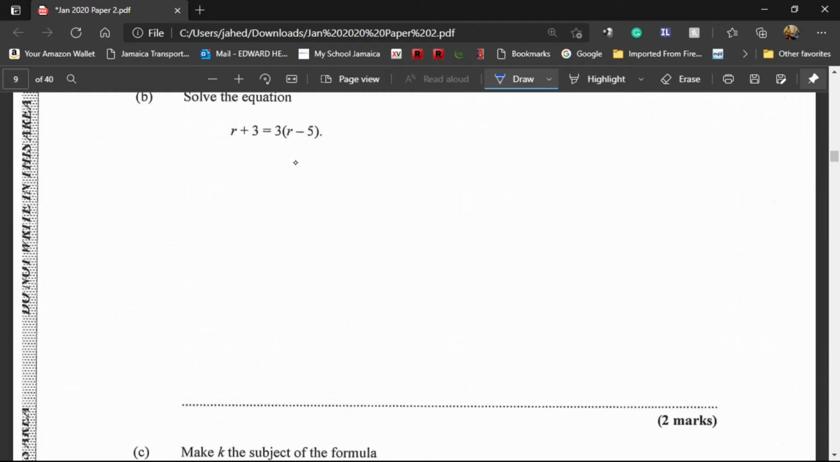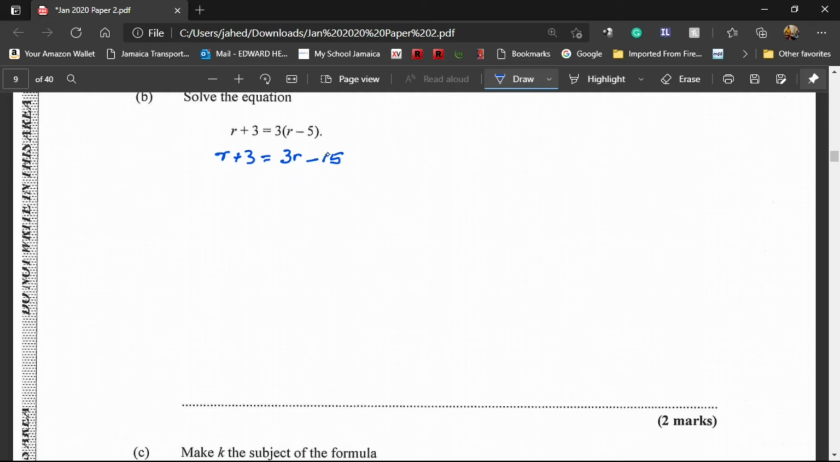So the first thing we're going to look at is that r is in a bracket here, so we have to get rid of the bracket. So we rewrite what is here. We didn't touch anything, so we rewrite it. 3 times r is 3r, and 3 times negative 5 is negative 15.